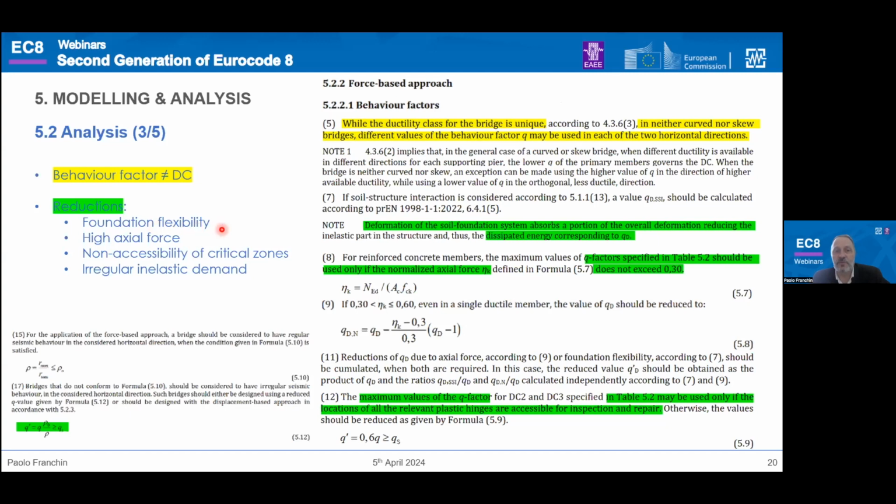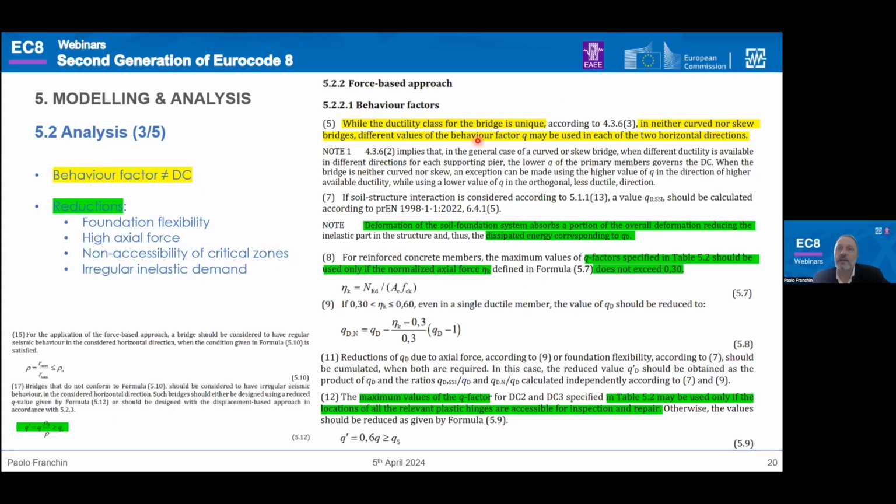You will have a reduction for foundation flexibility, and then the usual reduction for high axial force or for non-accessibility of critical zones. If something cannot be easily repaired, you should not let it go into the inelastic range. And then for irregular inelastic demand. These are all things that were considered already in part 1.1.